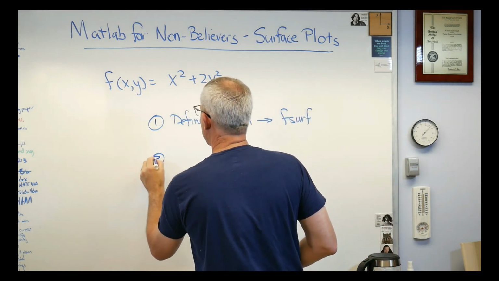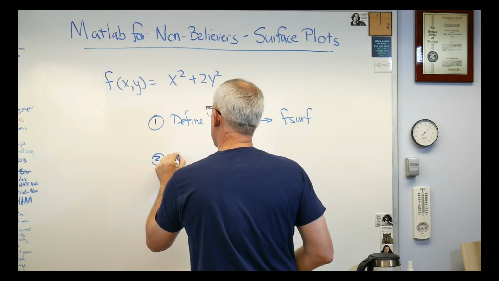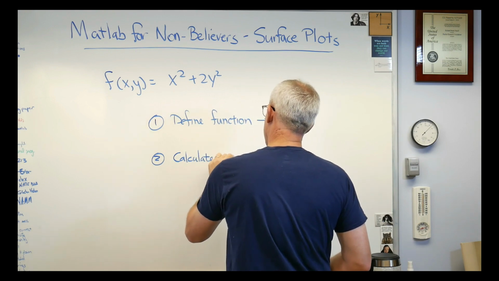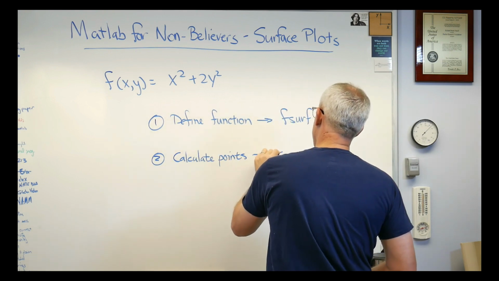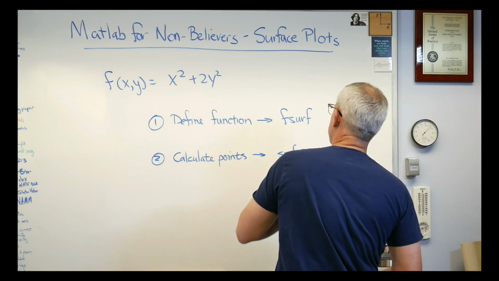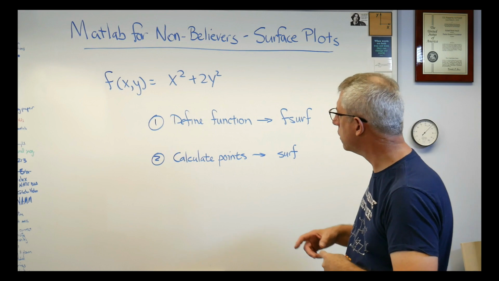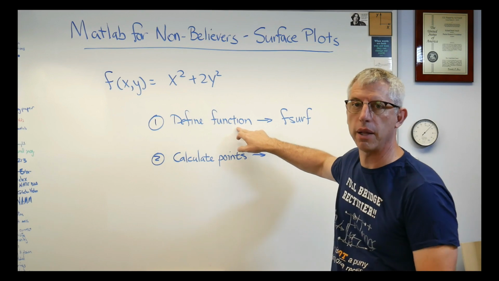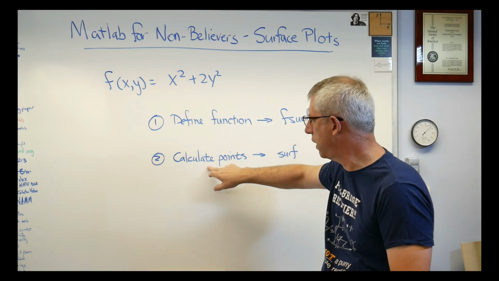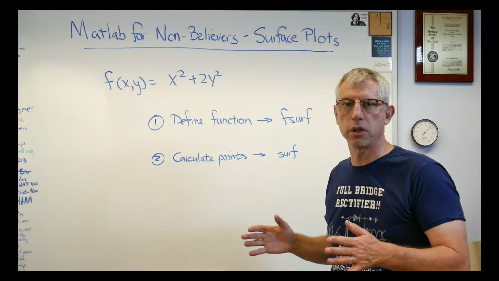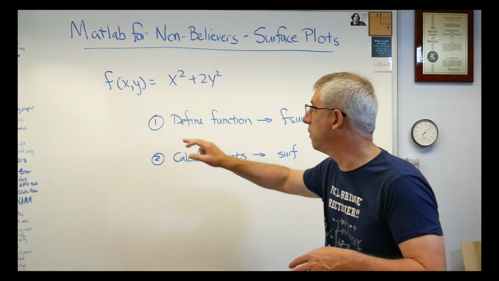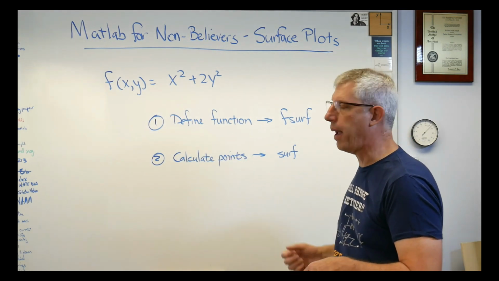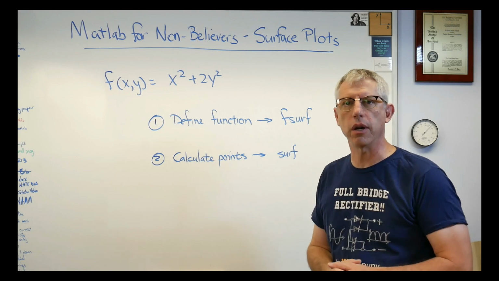And number 2, we're going to actually calculate all the points and we're going to use the surf command. That's how we're going to do this. This one we're going to define an anonymous function. We're going to have Matlab do all the calculations for us. This time we're going to go old school. We're actually going to make a matrix of x's, a matrix of y's, and a matrix of f's, and we're going to fire all 3 of those to the surf command. All right, so let's go onto my computer and let's get started.